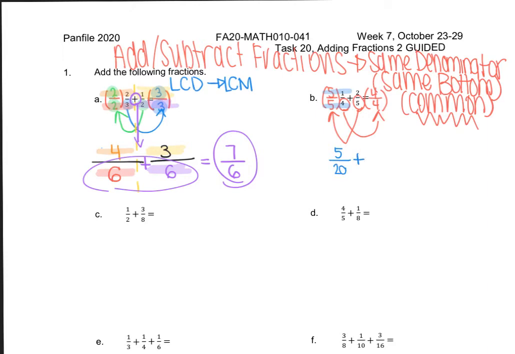And we're going to add the multiplication from over here. 2 times 4 gives us 8. And 5 times 4 gives us 20. We have our common denominator, so we have the 20 on the bottom. 5 plus 8 gives us 13. We can't simplify, so we are done.